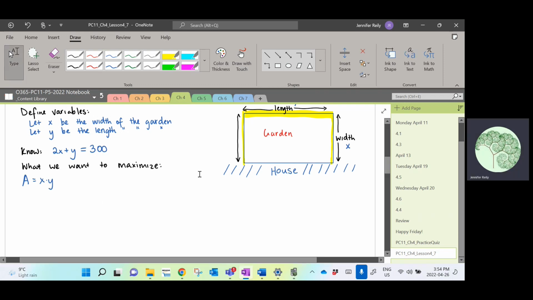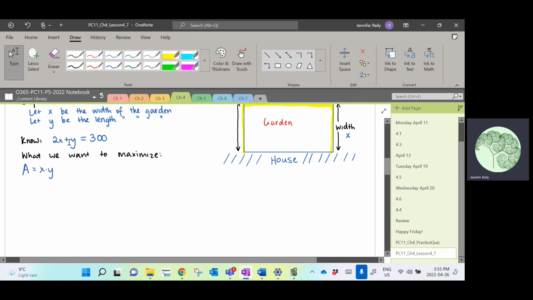Okay, so now that you've got your variables, what you know and what you want to maximize, the next thing to do is rearrange this what we know equation in order to write our area equation with one variable. So I'll show you what I mean here. So we're going to rearrange this to solve for y.